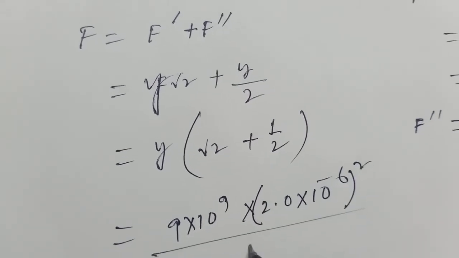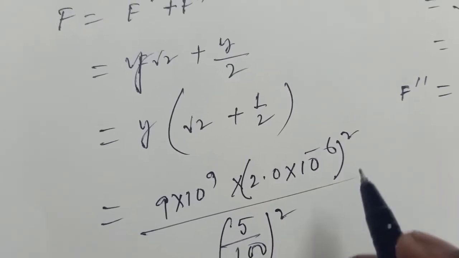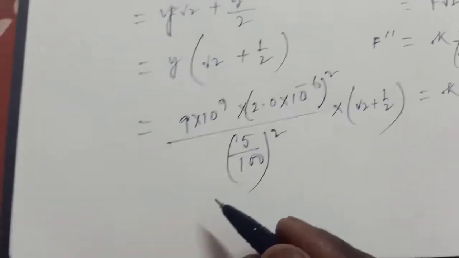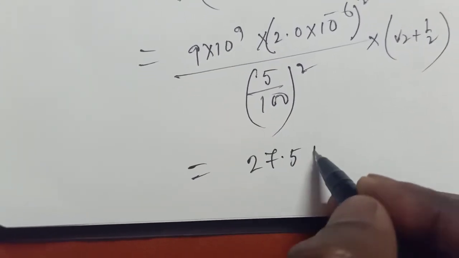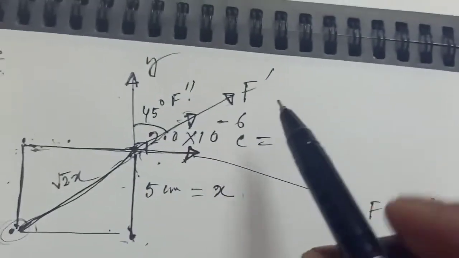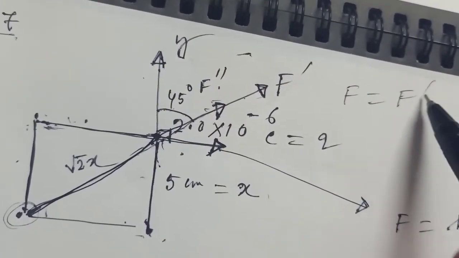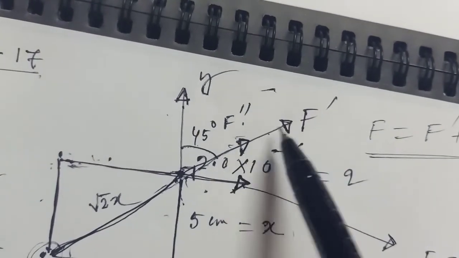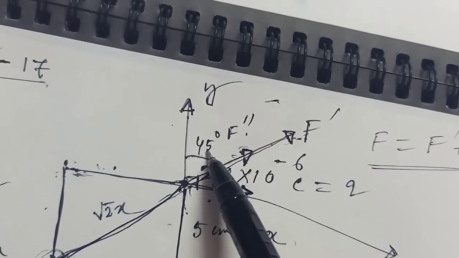x means 5 by 100, since it is 5 centimeter, so this one square into root 2 plus half, and we can calculate it easily and get 27.5. So 25.5 Newton forces, that is 25 Newton forces, that is F equal to f dash plus f double dash, and if we add these forces along a particular direction, there is 45 degree.